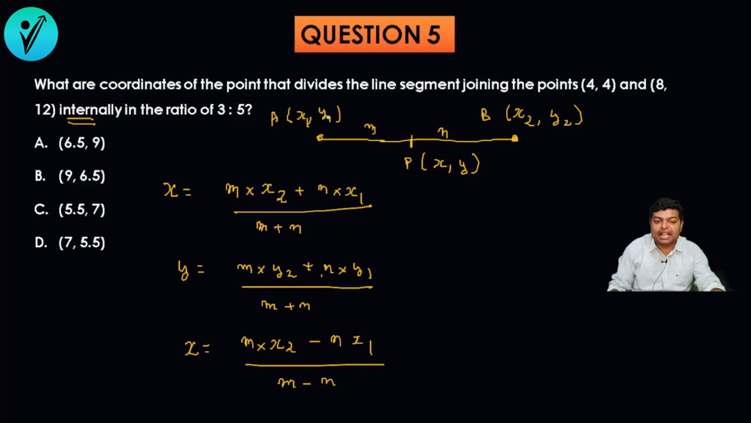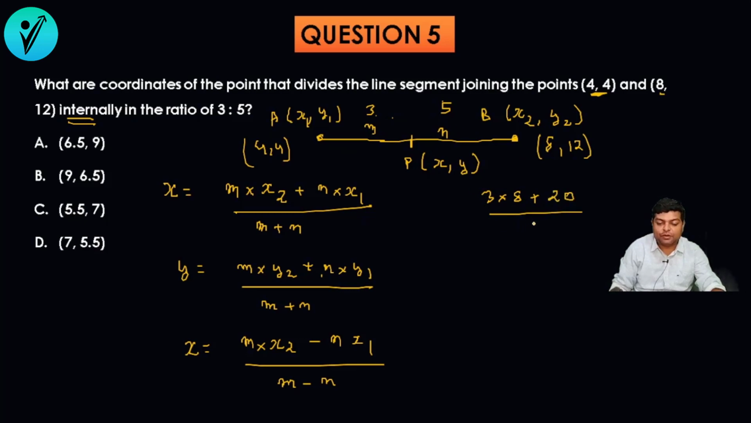So the values of x1 and y1 are 4, 4 and x2 and y2 are 8 and 12. If we want the value of x, the ratio is 3:5. So it will be 3 into the farther point, so 3 into 8, which is 24, plus 5 into 4, which is 20, divided by m plus n. 5 plus 3 is 8. So 24 plus 20 is 44 upon 8.